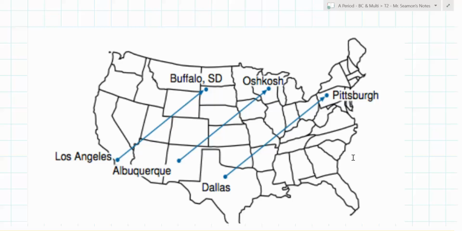So what does this vector represent right here? What does this represent? It represents the displacement. Specifically, if you can't really see, that's an arrow right there, from Los Angeles to Buffalo, South Dakota. So we have these vectors. They represent displacement over time, with a direction. Speed plus direction. Excellent, okay.